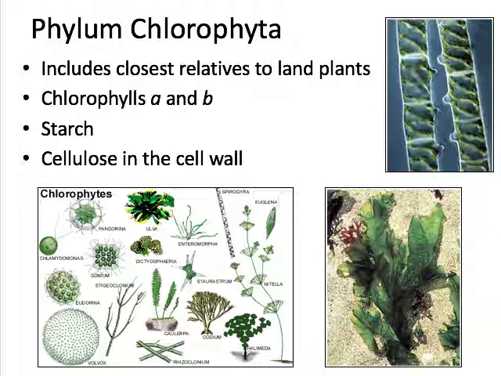One type of protist is phylum Chlorophyta. This is the green algae phylum. It includes the closest relatives to modern land plants. All of the phylum Chlorophyta contain chlorophyll A and B in their cells. They store their sugars as starch, and they have cellulose in their cell wall.